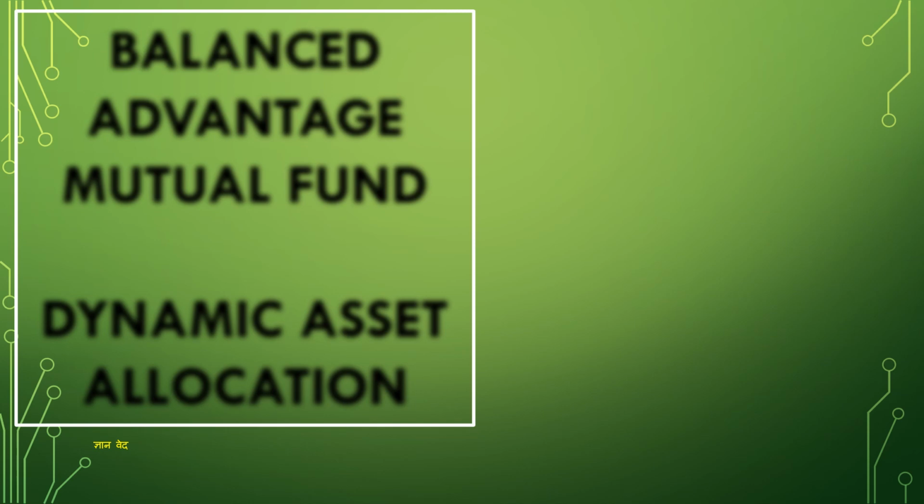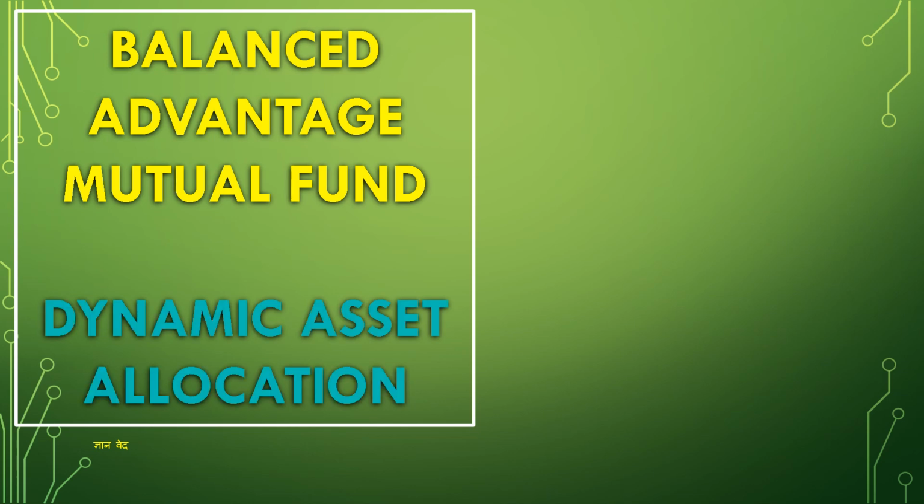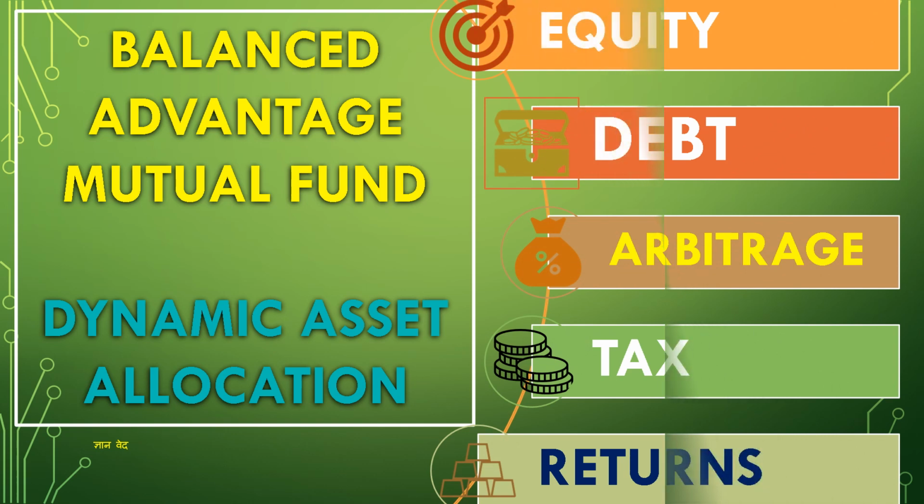This category of balanced advantage mutual fund is not new for us. It is also called dynamic asset allocation. In today's video, we are going to discuss how much it uses equity, the debt allocation, and what arbitrage is. This is the important point in today's video. Also, how the tax treatment will be and how much returns we should expect from this kind of mutual fund.